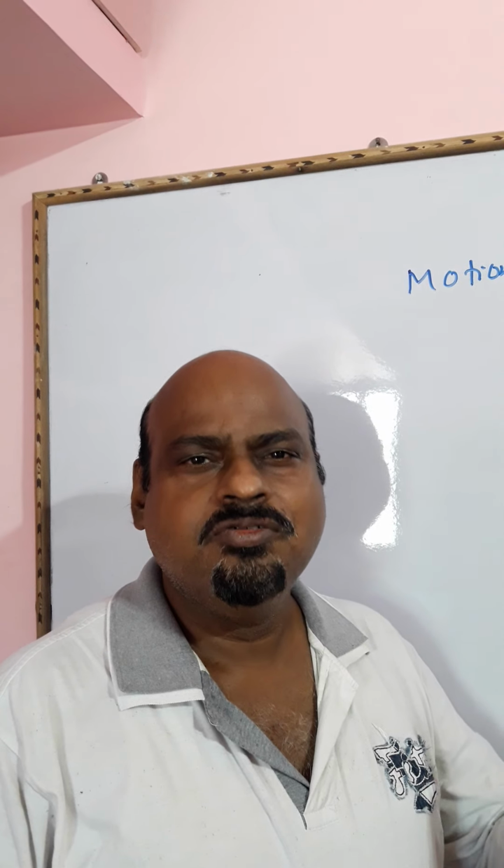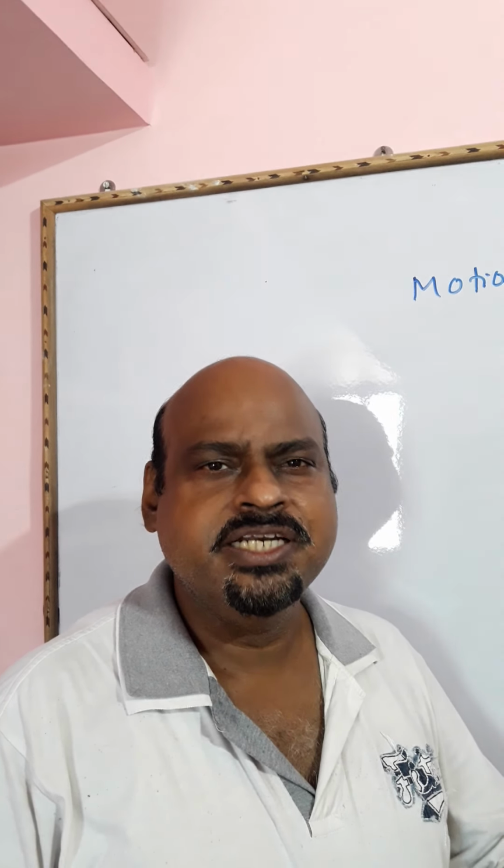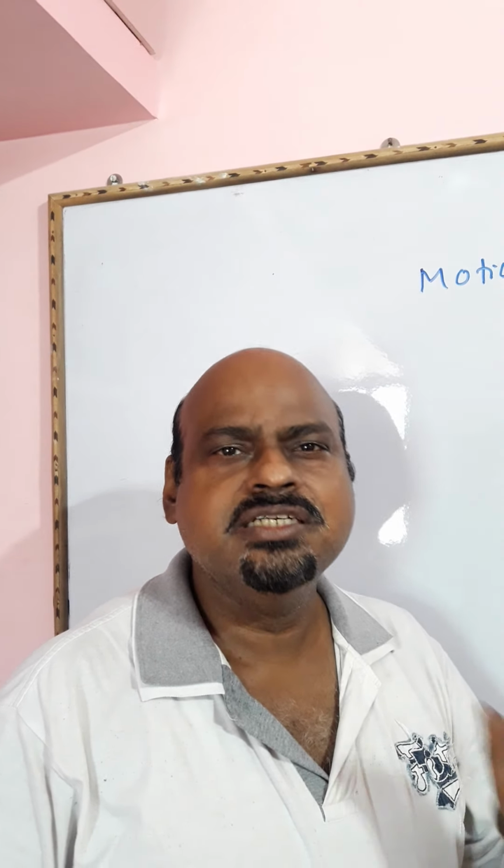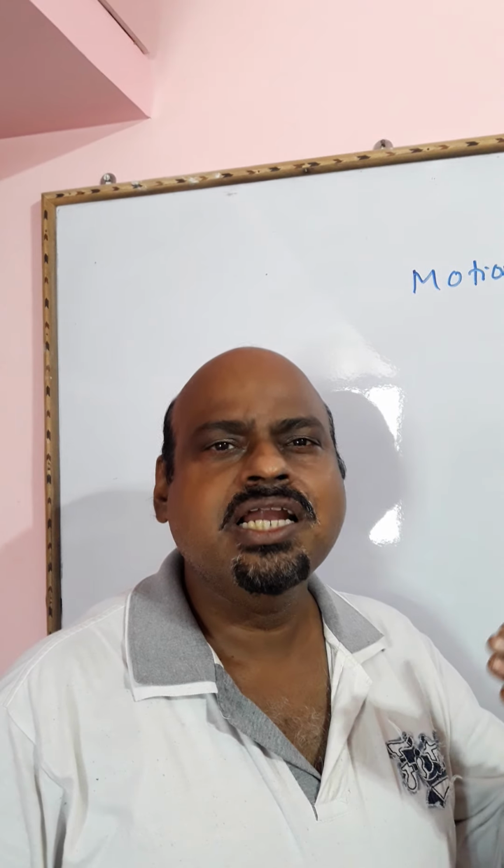X coordinate, Y coordinate, Z coordinate. Out of the 3 coordinates, only one coordinate will change. The other 2 coordinates remain constant. In one dimensional motion, distance equals displacement and speed equals velocity. The direction of velocity is the same as the direction of acceleration, that is motion in a straight line.